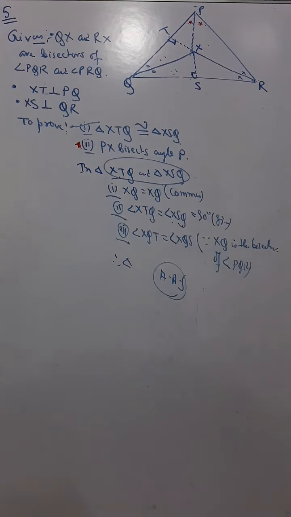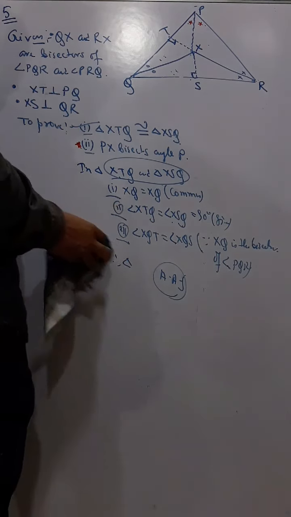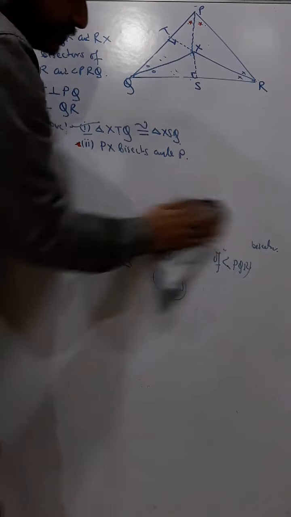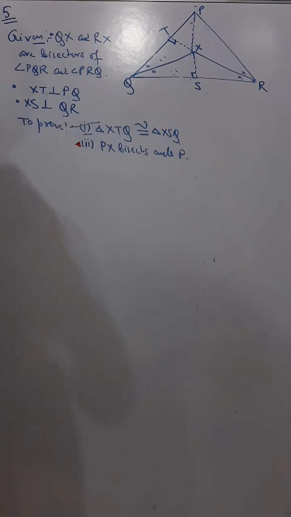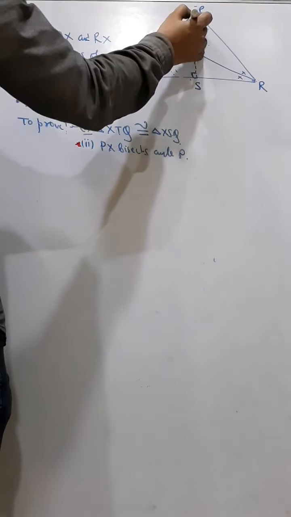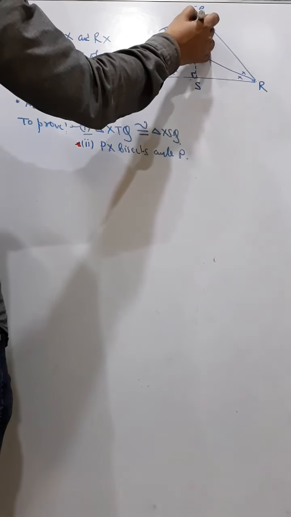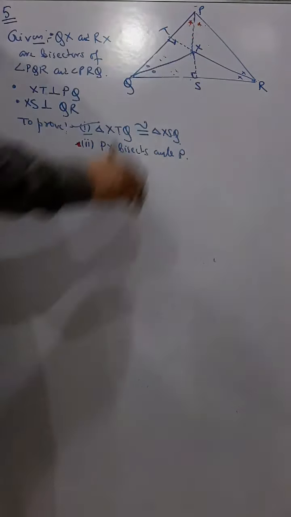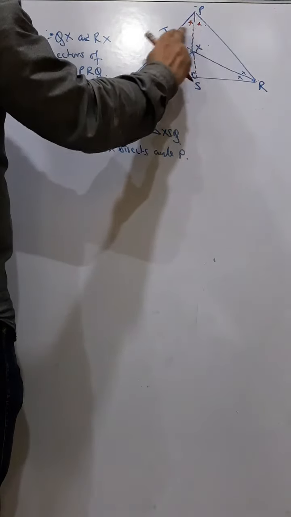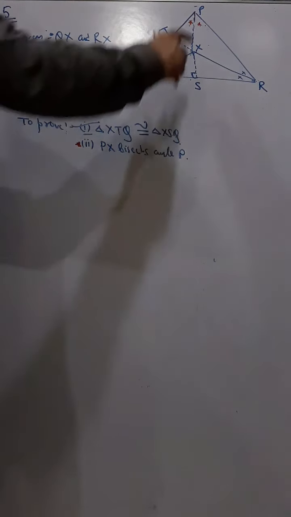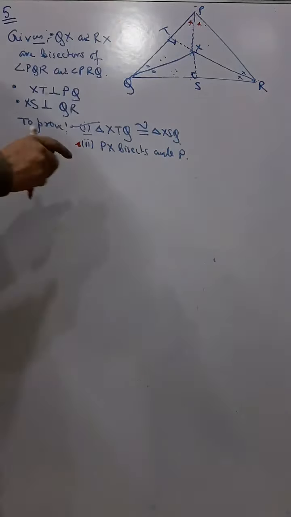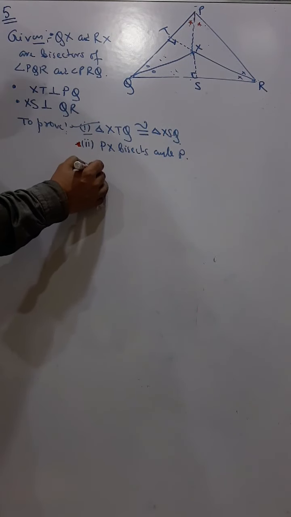Now for the second part. Okay, so I'm having this. Now you see, in the second part we have to prove PX bisects angle P. So PX bisects angle P means, as I have shown you, this is equal to this we have to prove. But here we are not getting some identical triangles to prove congruent. So how can we prove this angle equal to this angle? Okay, so look here. For this we will first do a construction.